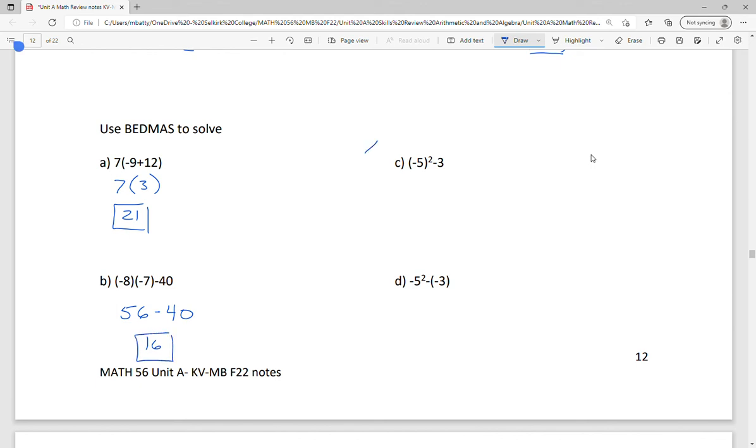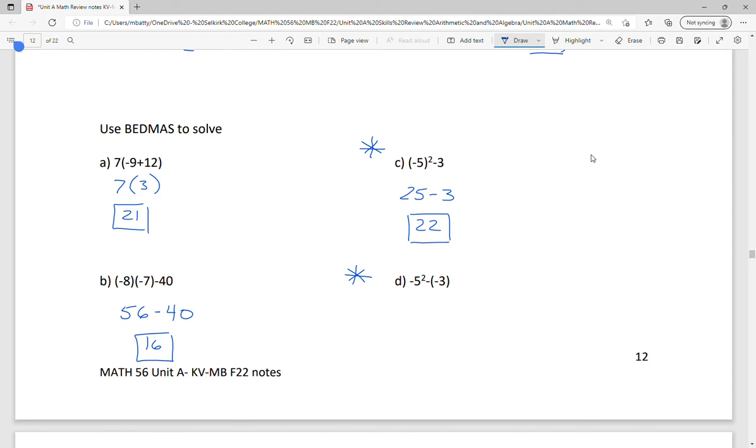These ones over here are particularly tricky, so brackets absolutely matter. This is a bit of a throwback to the exponent notation that we did, right? So this is saying -5 times -5. Well, that would be a positive 25, because if two things have the same sign, the answer is positive. It's still -3, so my answer is a positive 22.